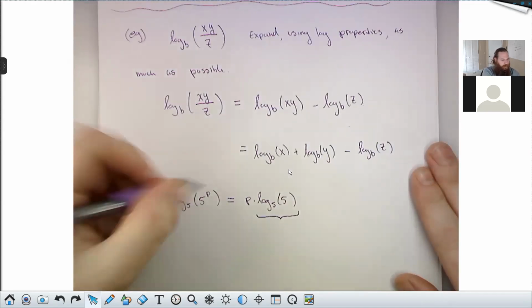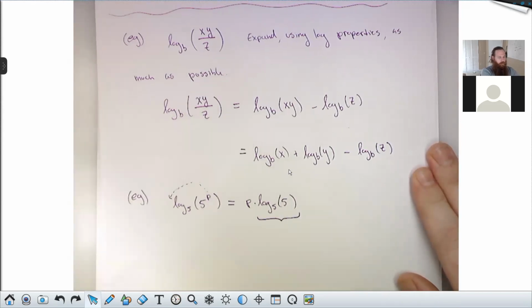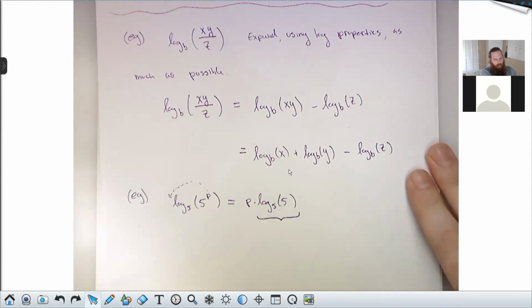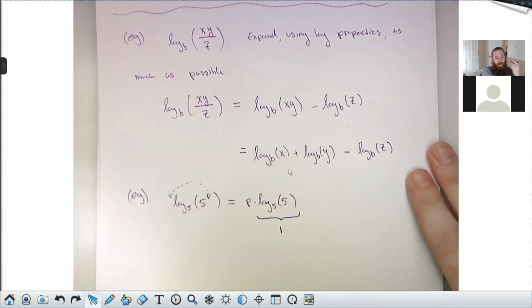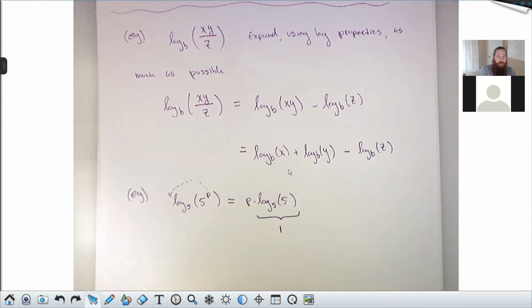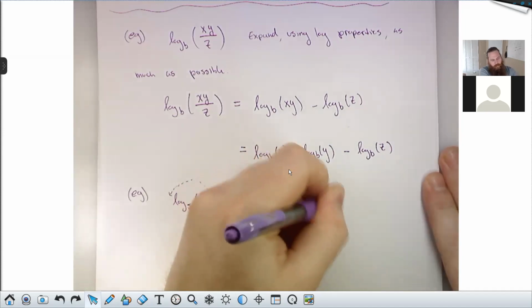So we've already said we can bring this power down using our third log property as a multiple. So we get p times the base 5 log of 5. And then Allison claims that the base 5 log of 5 is 1. Why? Because the power to which we need to raise this base in order to get this inside is 1. Remember last week when we'd rewrite a log statement as an exponential statement or an exponential statement as a log statement? So this is really p times 1, which is p.